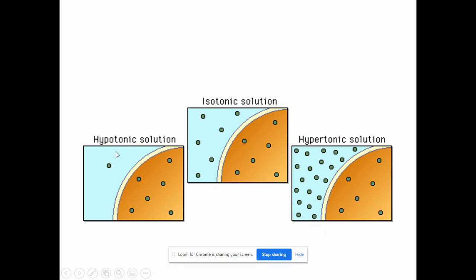In this situation, water comes into the cell. So what's going to happen to the cell? It's going to swell, and it may even burst or lyse. So in an isotonic solution, they're pretty much equal. You may still have some movement of solutes or water, but it's going to be pretty much equal, so there's no net movement of water.